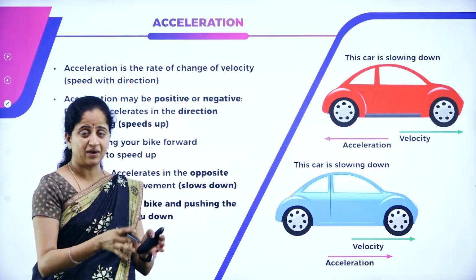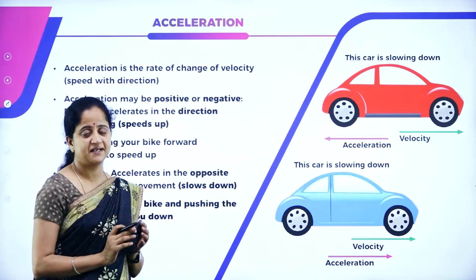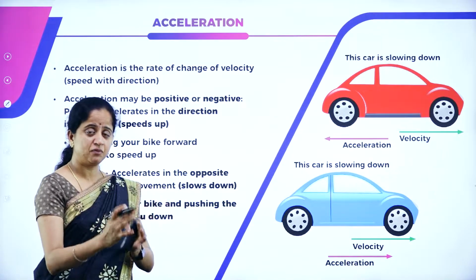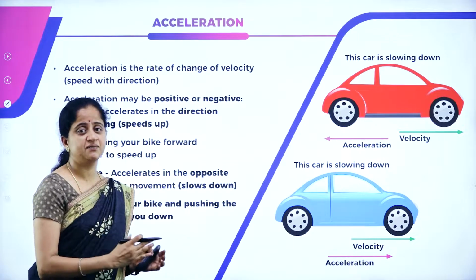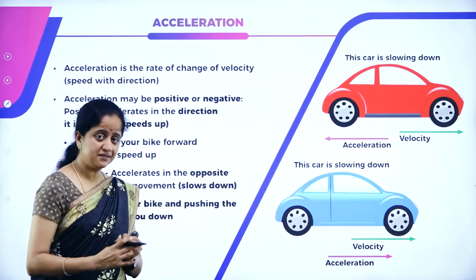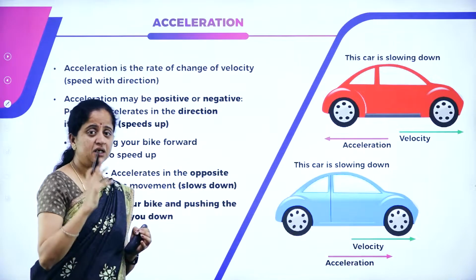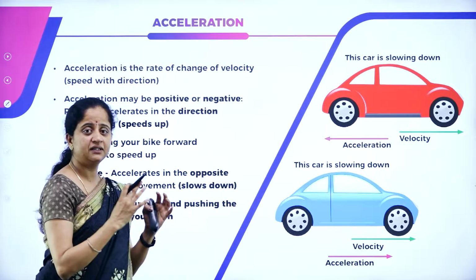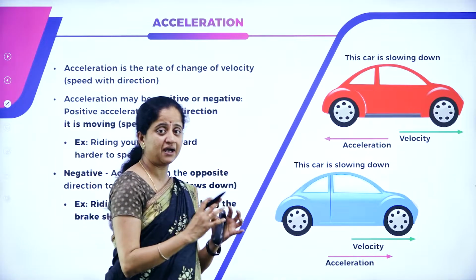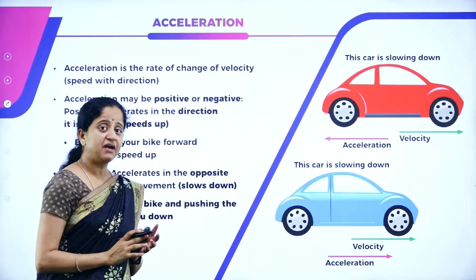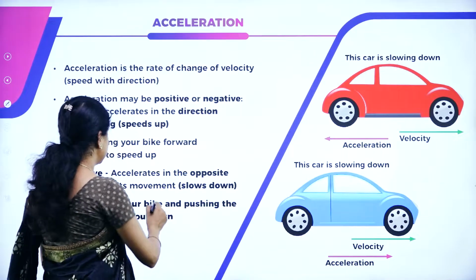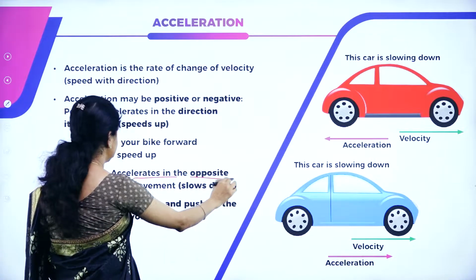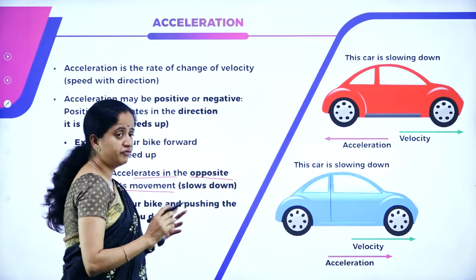So it is a vector quantity, it has both magnitude and direction. It is said to be a positive acceleration sometimes and negative acceleration sometimes. It is a positive acceleration if an object is accelerated in the direction of its moving. So what is negative acceleration then? Negative acceleration is nothing but acceleration in the opposite direction of its movement.